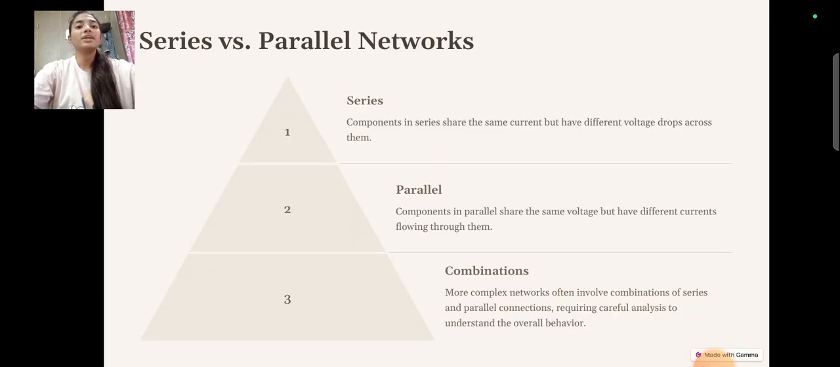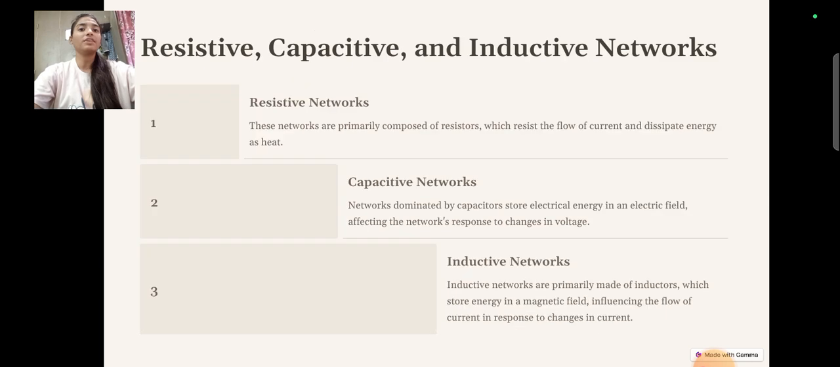Series versus parallel networks. Series. Components in series share the same current but have different voltage drops across them. Parallel. Components in parallel share the same voltage but have different currents flowing through them. Combinations. More complex networks often involve combinations of series and parallel connections, requiring careful analysis to understand the overall behavior.